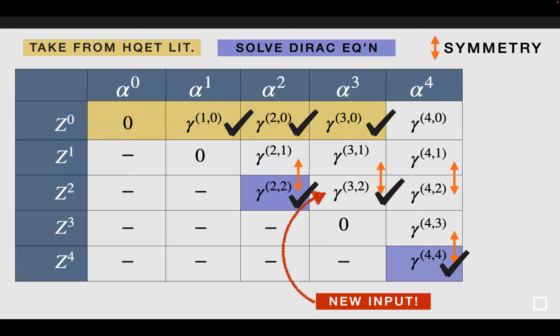And so what that means is that the chart for the anomalous dimension looks something like this. The stuff in yellow is known from the HQET literature. The stuff in blue is known from the Dirac equation. If you'd like, this box could have been blue, but it's 0, so it's not very interesting. And the orange lines tell us what's related by symmetries.